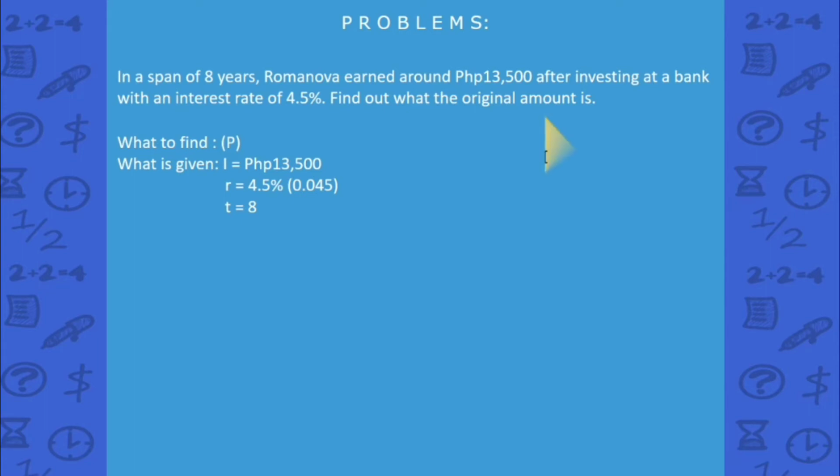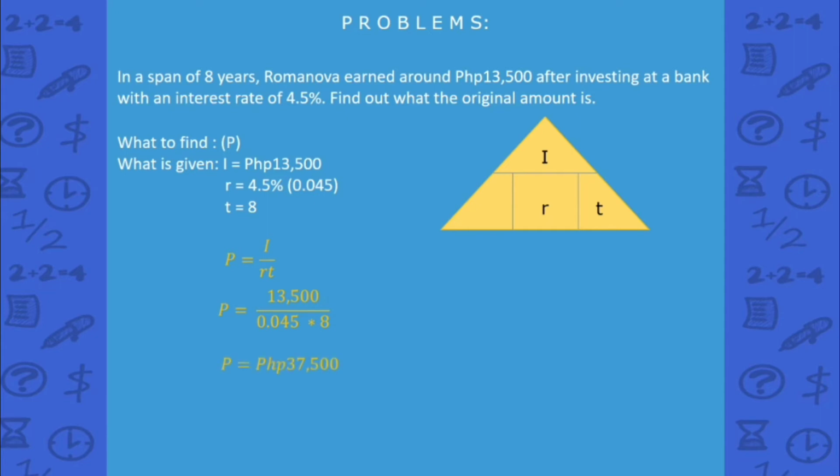So for that, we have the pyramid once again. And as you can see, the missing one is the P. With that, we already have the formula right away, which is P is equals to I divided by RT. Substitute the values, we get 13,500 over 0.045 times 8. After that, we have the principal amount, which is 37,500 pesos. So Romanova's original money is 37,500 pesos.